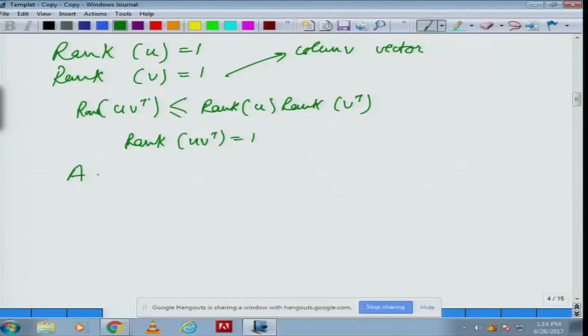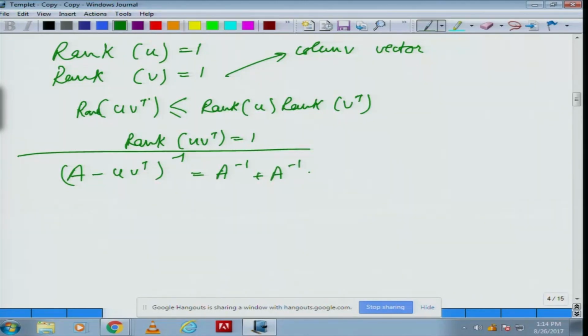A minus u v transpose inverse is equal to A inverse plus A inverse u times 1 minus v transpose A inverse u, to this whole inverse, v transpose A inverse. So there are two methods to prove this. Firstly, you can do it by using binomial expansion.